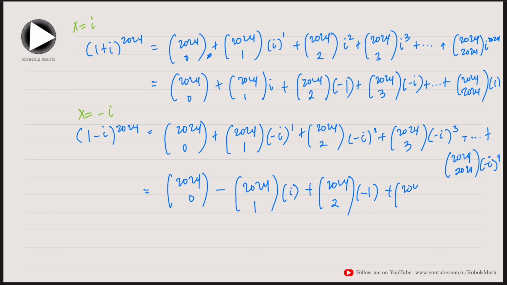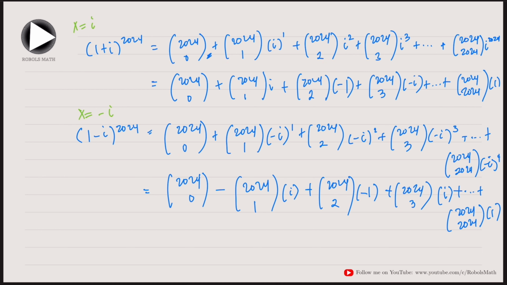Plus 2024 taken 3 times -i cubed, and -i cubed is just negative 1 raised to 3 times i cubed, and that should give you negative of -i. So that's going to be +i, and so on, until we get the last term as 2024 taken 2024 times 1.